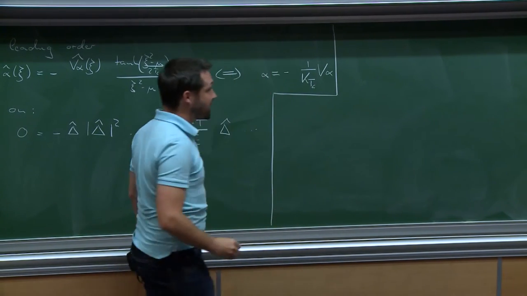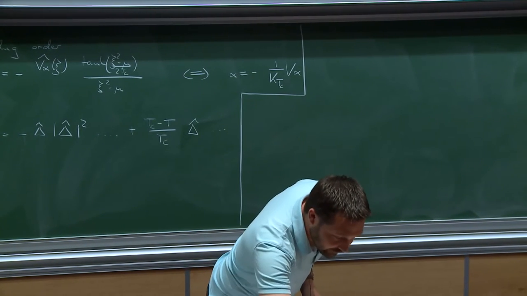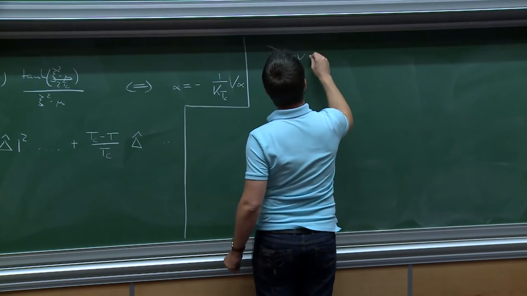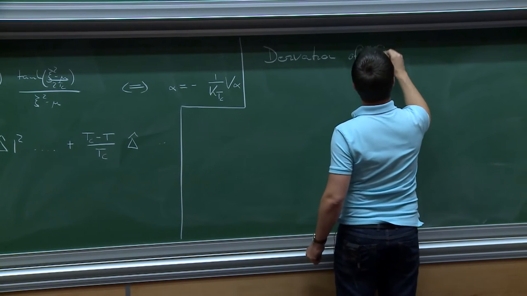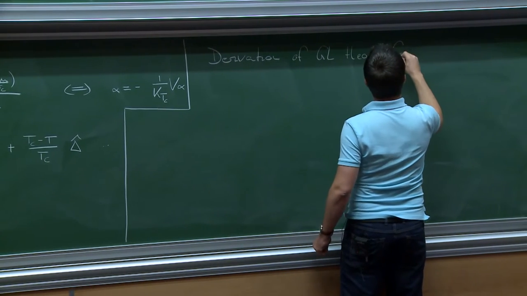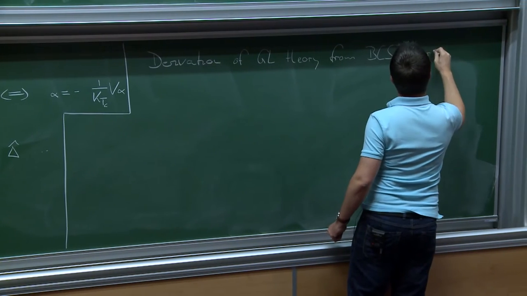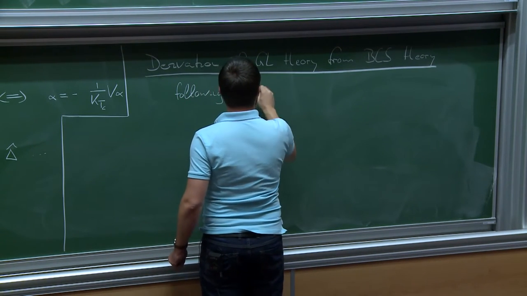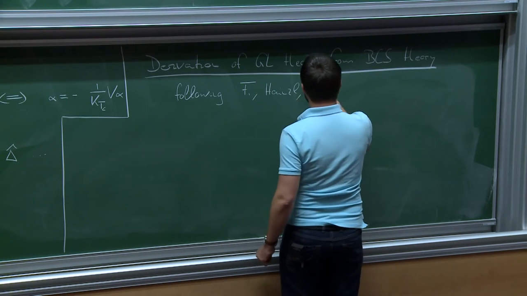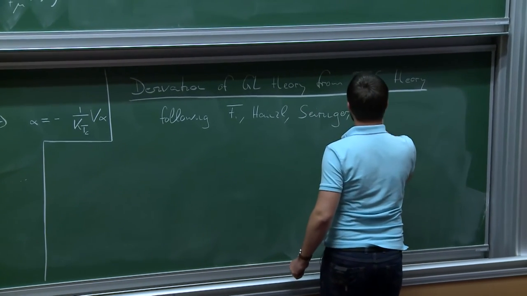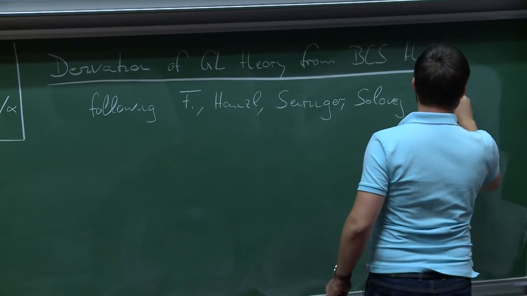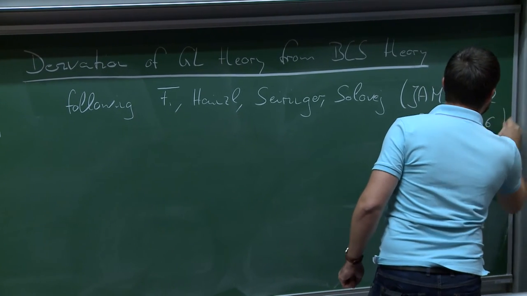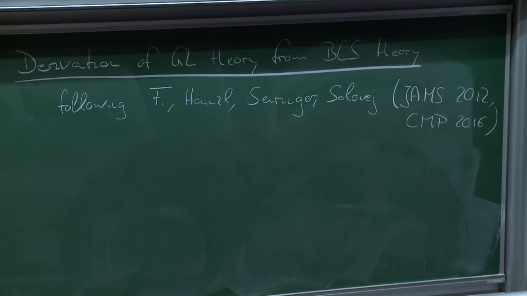So again, there will be lots of definitions at the beginning, but I hope that the things are now more familiar to you after having seen it in this special case. So this is the derivation of Ginzburg-Landau theory from BCS theory. And I will follow here two papers together with Frank, Hainzl, Seiringer, and Solovej. The first one appeared in the Journal of the American Mathematical Society in 2012, and the second one in Communications in Mathematical Physics this year. I hope you can find the details in there.